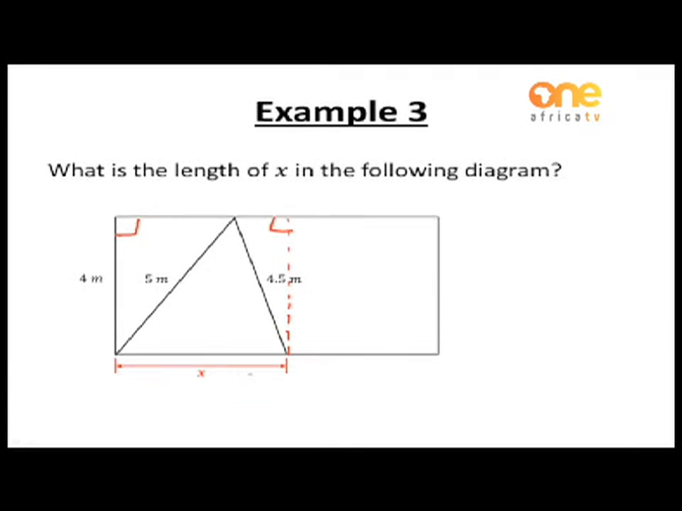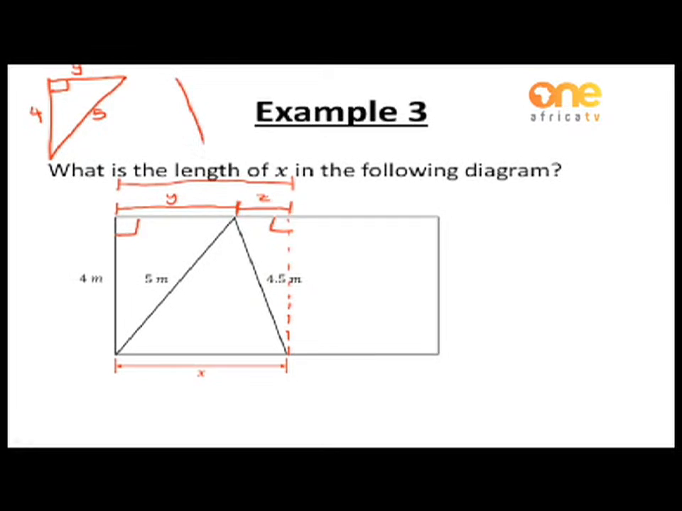So we need to find the length of x. But x is the same as the length from here to here. What we can do is find the length from here to here using the first triangle, and the length from here to here using the second triangle. So let's call this Z and this Y. We get the following triangles. We get Y, we get a right angle. We know this is 5 meters, and we know this is 4 meters.